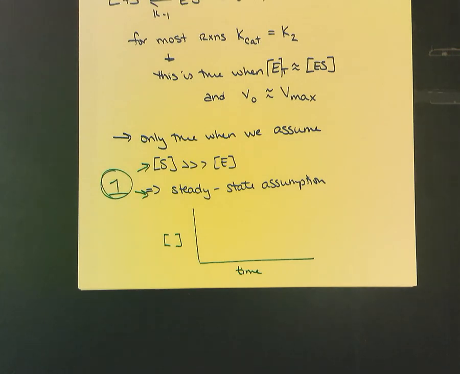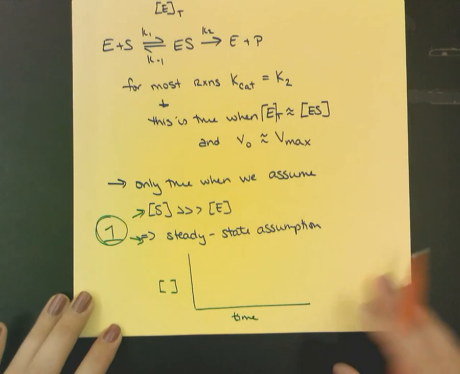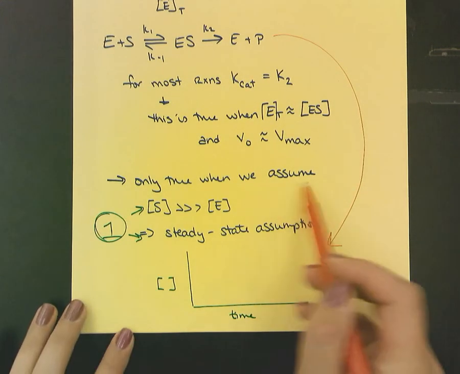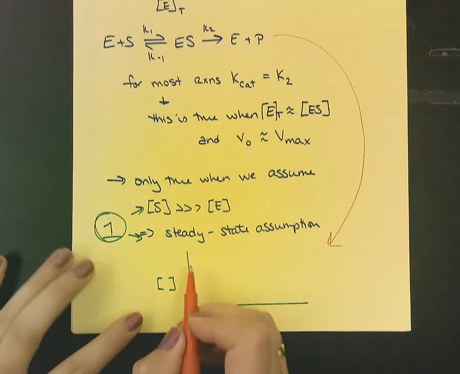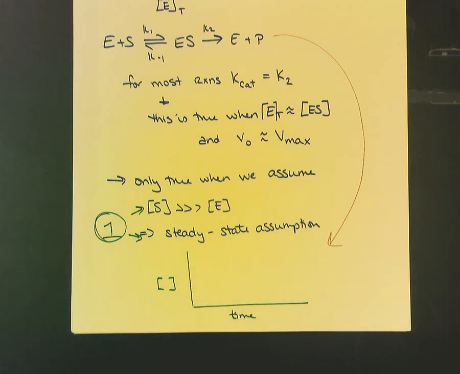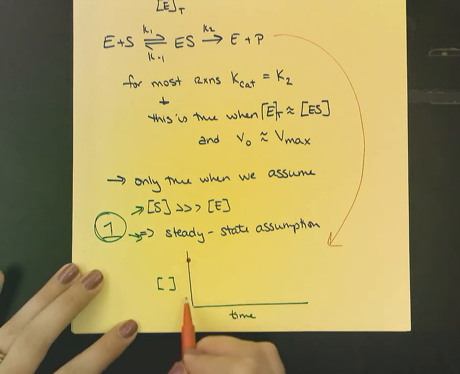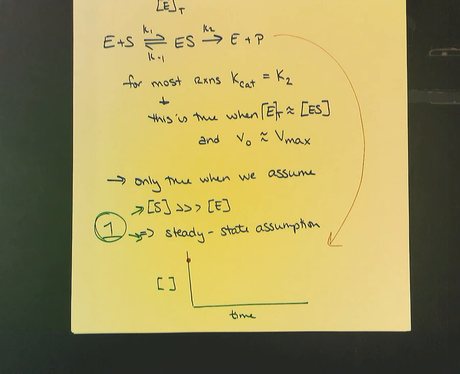So this is one of the other important graphs that we're going to look at. On the y-axis I have concentration, on the x-axis I have time, and I'm graphing this equation, making this assumption. At the start of my reaction, I should have high substrate concentration. As time goes on, my substrate concentration should decrease, right?